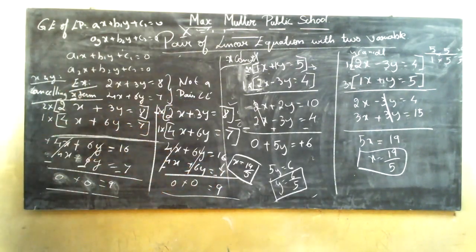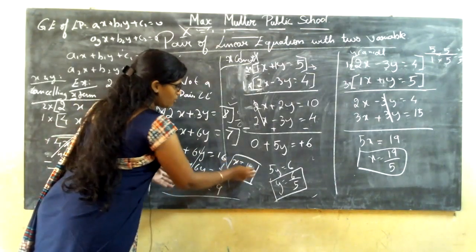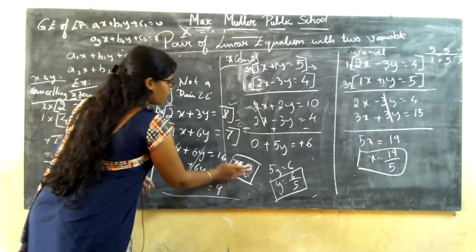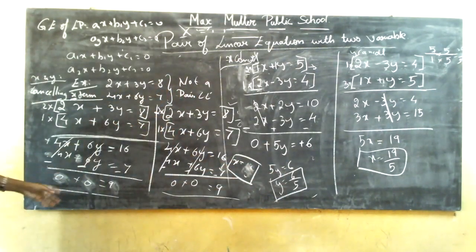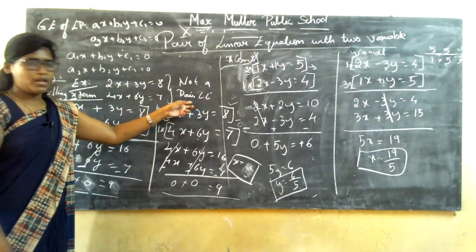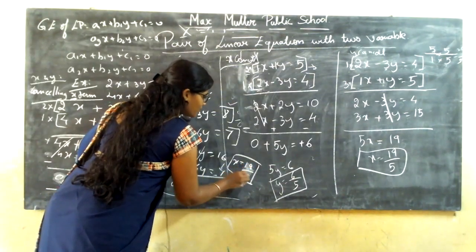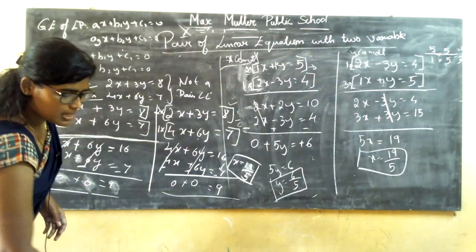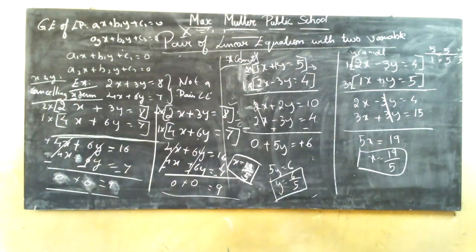The thing you should remember in this method is if you get both x and y equal to 0 at a time. If you get x equal to 0 and y as something else, then it is not a problem. If both the values are equal to 0 at a time, then you are going to say it is not a pair of linear equations. Clear? If you have different numbers, then you can say it is a pair of linear equations and you can take the values. So this is the last method you have, that is the elimination method.